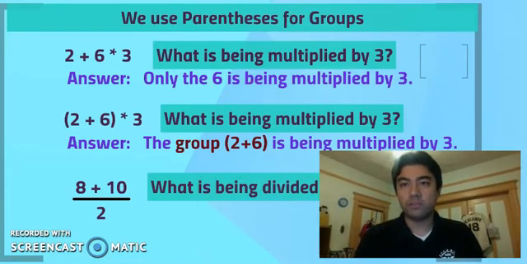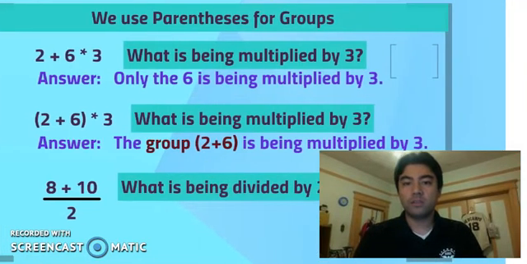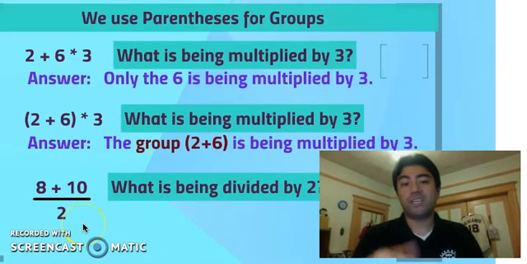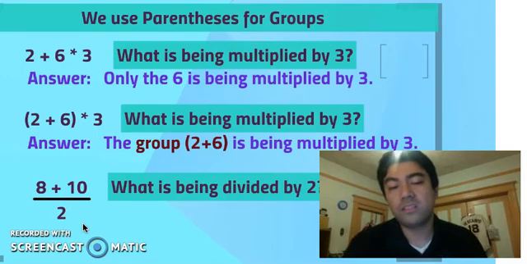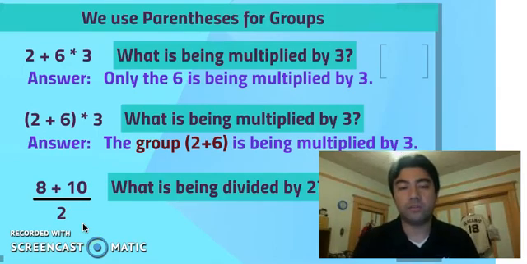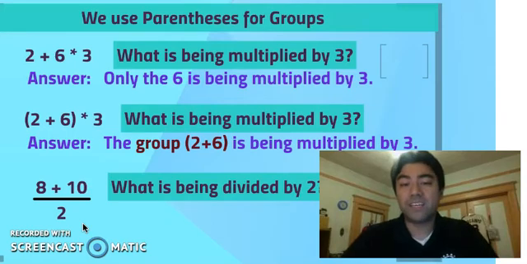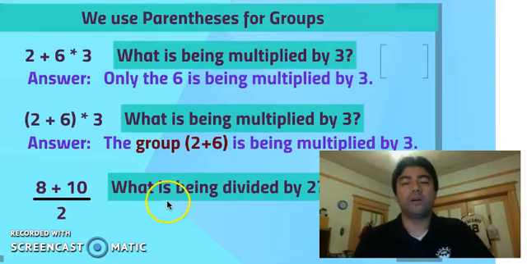the question now is, what is being divided by 2? Is the 8 being divided by 2? Only? Is it the 10 that's only being divided by 2? Or is it both the 8 and the 10 that's being divided by 2? I'll give you 5 seconds to think about that. 4, 3, 2, 1, and 0.